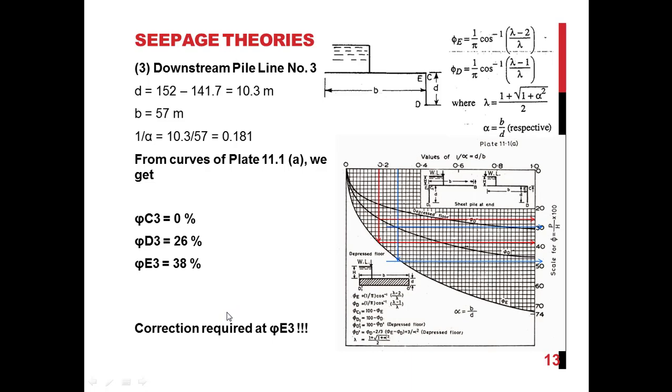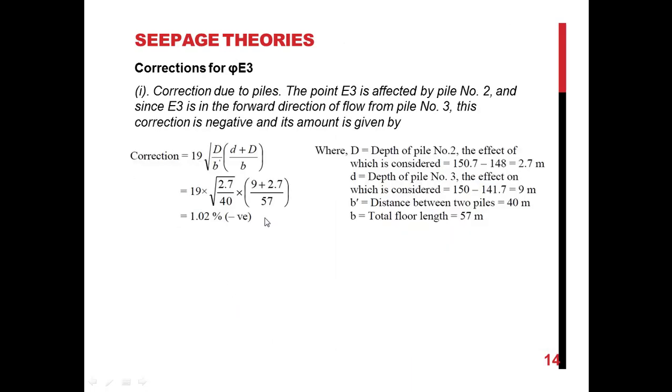Now here the correction required at phi E3, first of all we will find the correction due to mutual interference of pile. The point E3 is affected by pile number 2, and since E3 is in the forward direction of flow from pile number 3, this correction is negative and its amount is given by correction is equal to 19 under the root capital D divided by B dash into small d plus capital D divided by B.